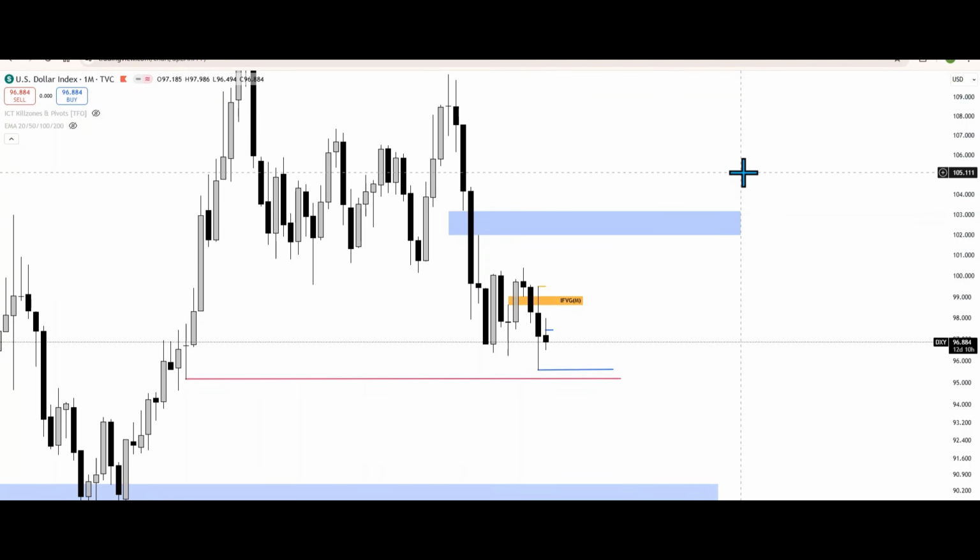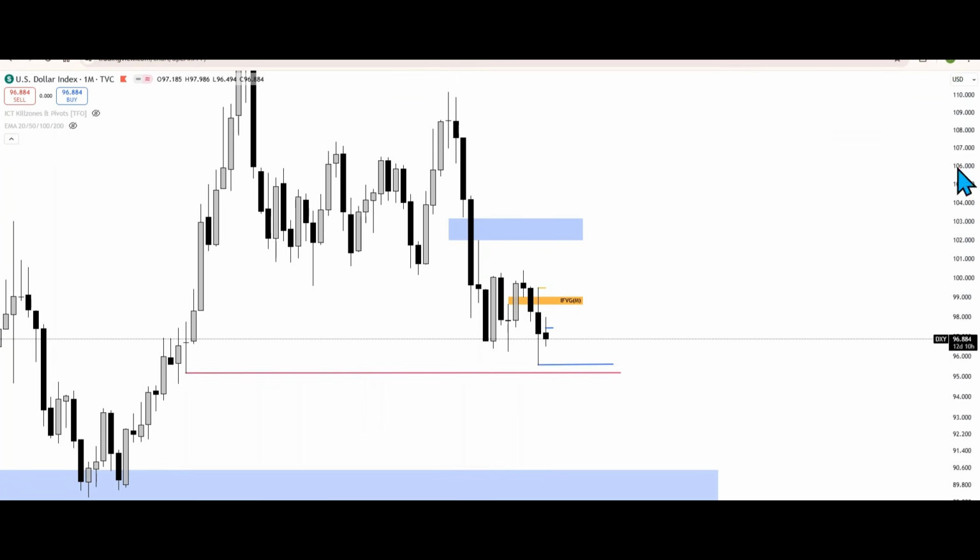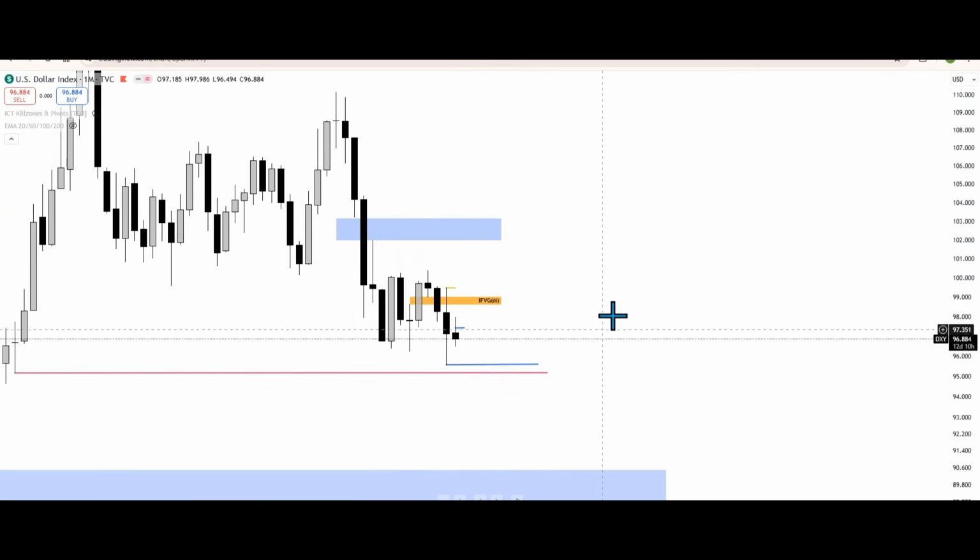We're going to look at DXY, GBPUSD, EURUSD, GBPJPY, gold, and NAS 100. So as usual, we're going to start with the dollar index. The dollar index is literally the dollar. If you trade major pairs, you need to make sure that you follow the dollar index because it's a leading indicator for all major pairs.